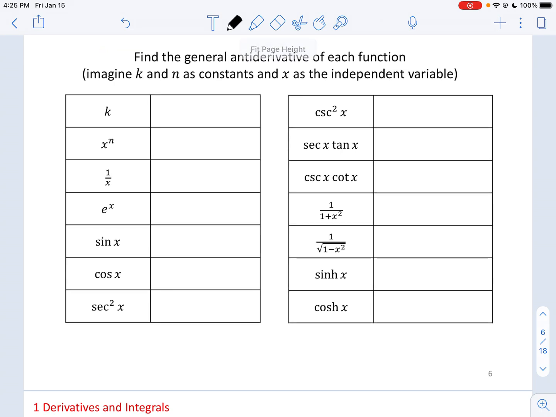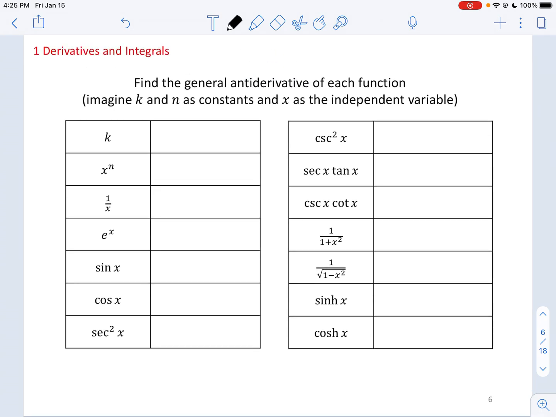To find the antiderivative, we're going to be assuming in these formulas, in these functions, that the letters are constants unless it's an x. X is the independent variable. So the antiderivative of a constant is a constant times the independent variable, which is, in this case, x, so kx. And then don't forget we need the plus c to give all possible answers.